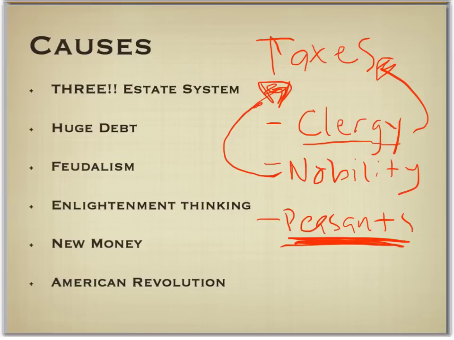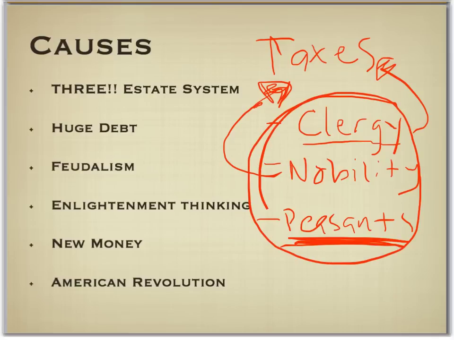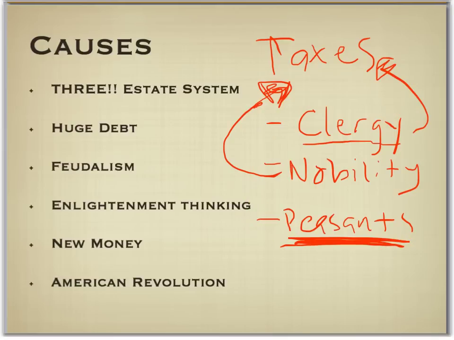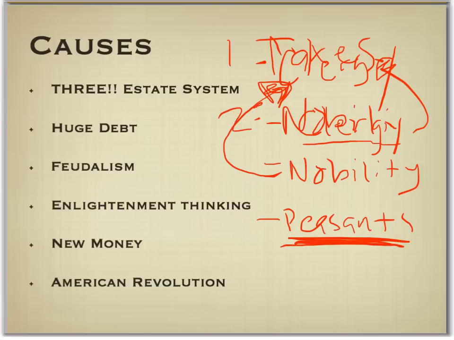So this three-estate system to collect taxes is based on the feudal system that divides all of society into these three groups. So in the three-estate system in France, everybody is divided into three groups. And like the feudal system, you have the clergy, which is the first estate. The second estate is the nobility. And then the third estate is everyone else.